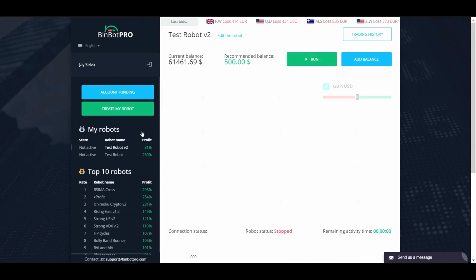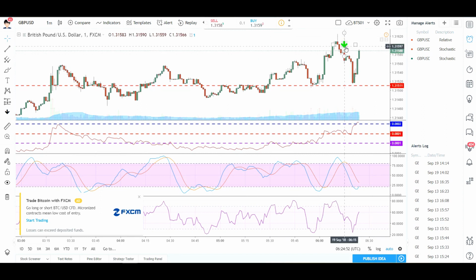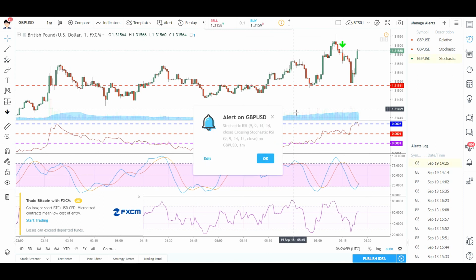Okay, so we pretty much won. We can see my balance has grown to 60k, and it was a good 7-minute trade from the green arrow. The position definitely went down. Oh, there's another position open right here.